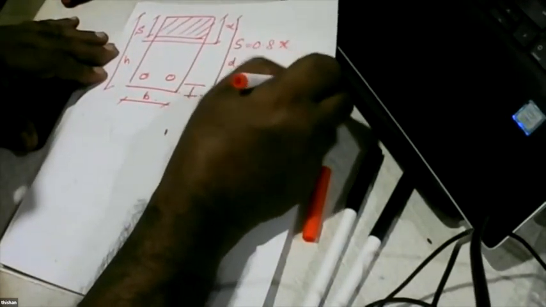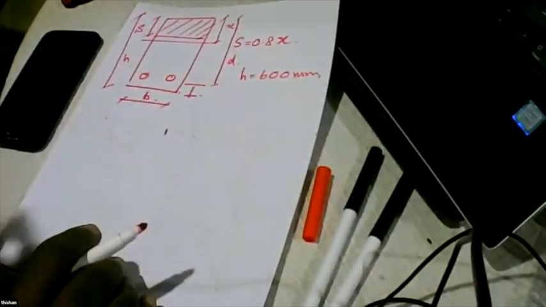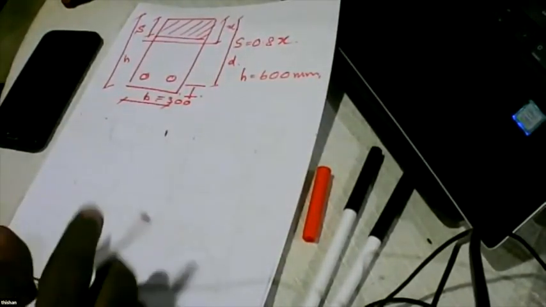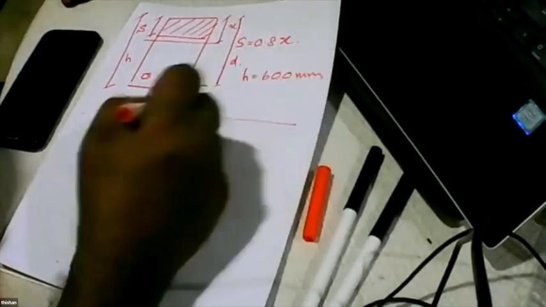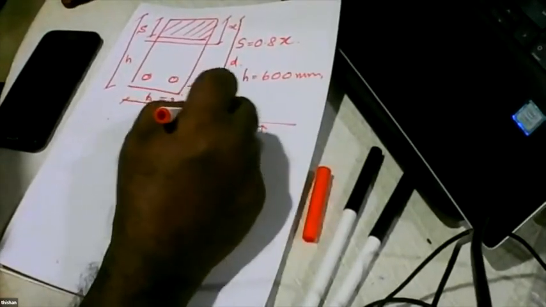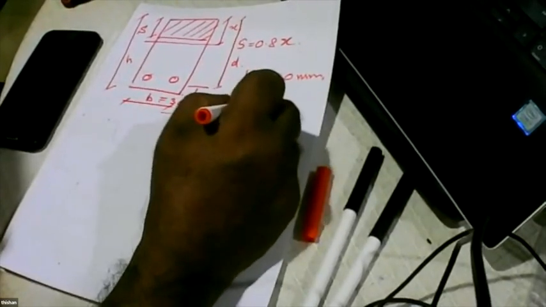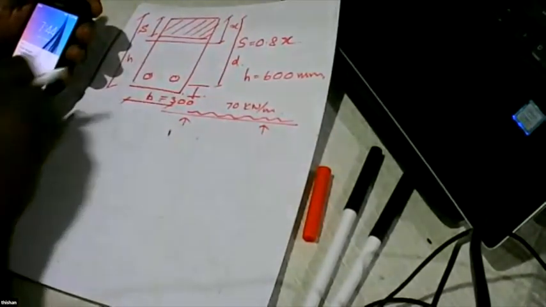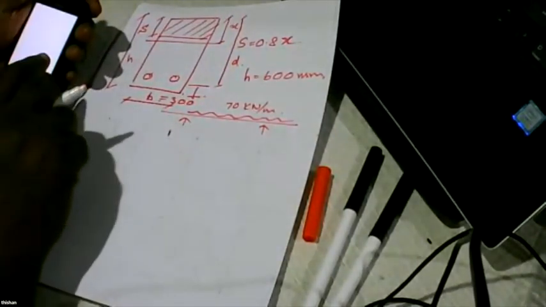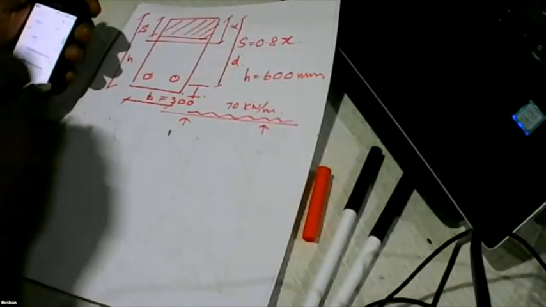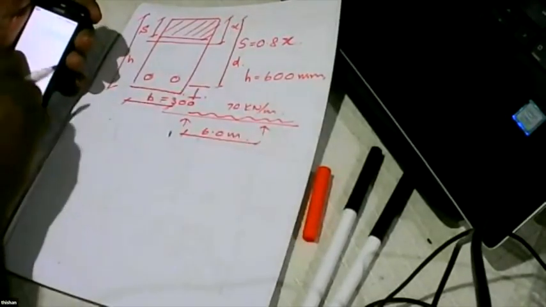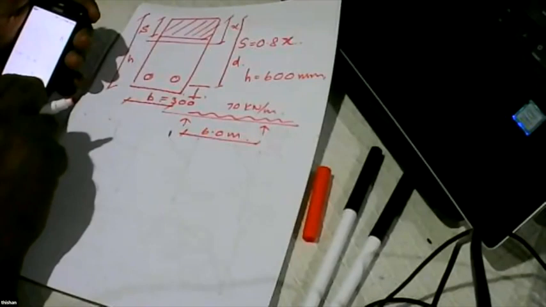Whatever value you select, H is the value that you select. Breadth is something like 300 millimeters. Again you select it. And then, somebody has said, it is a continuous beam subjected to a load of 70 kilonewtons per meter. I'm just taking one example to give you some numerical values. And let's say the span is 6 meters.